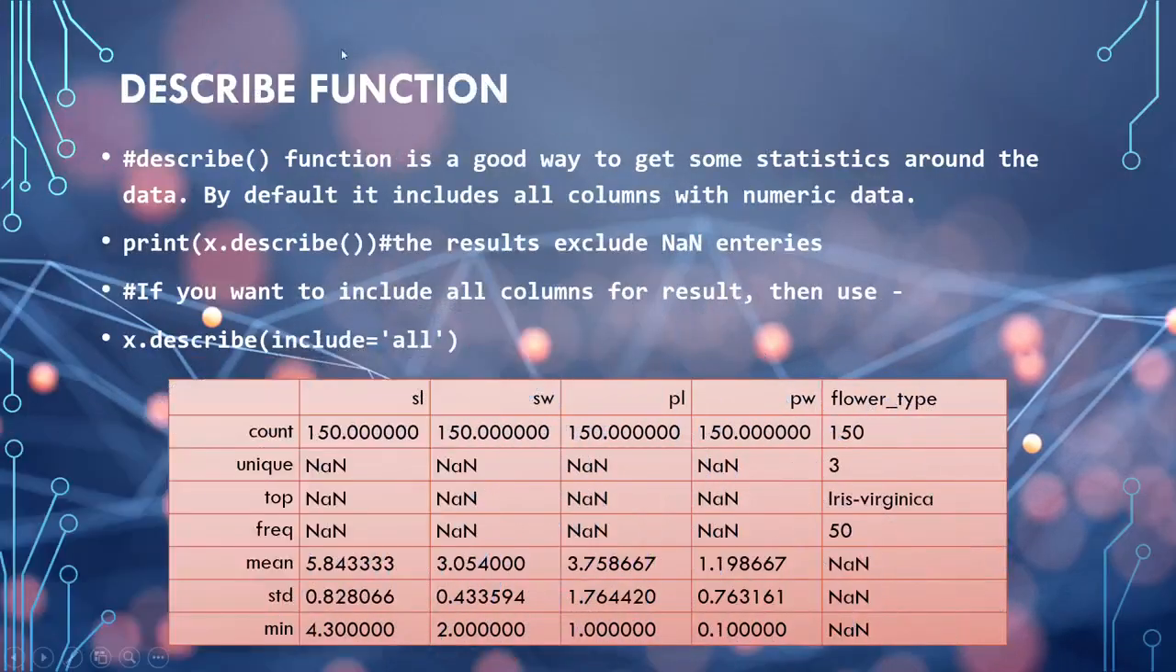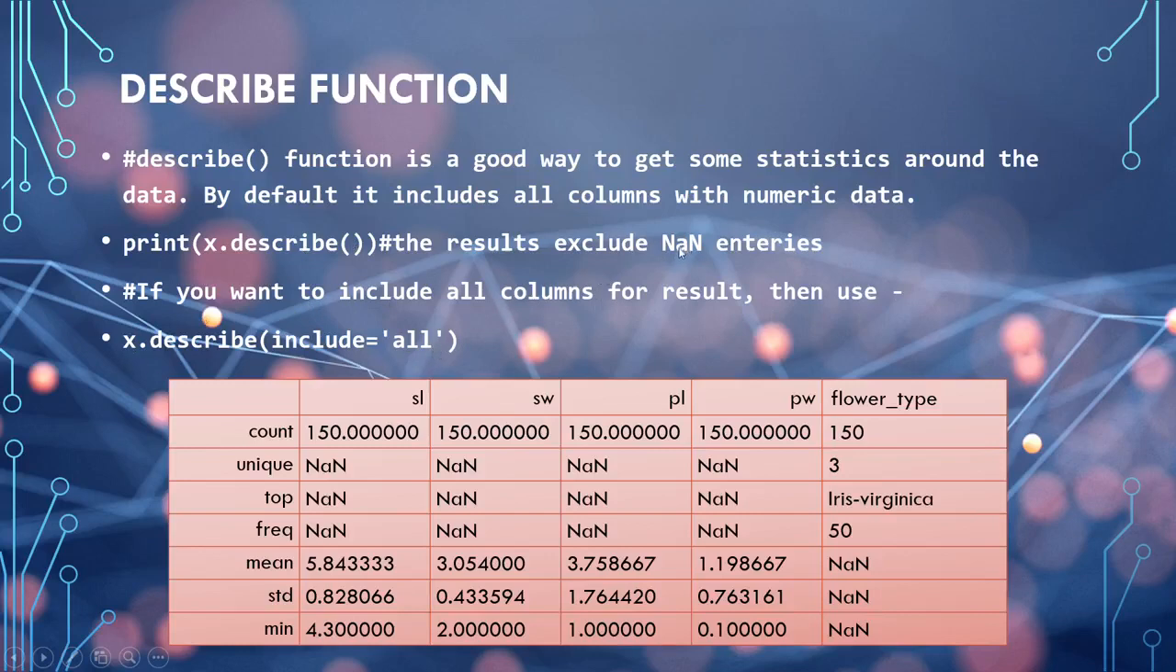Now there is also a describe function, which is a good way to get some statistics around the data. By default it includes all the columns with numeric data. So print x dot describe; the result excludes the NaN entries. If we want to include all the columns for the result, then we will use x dot describe include equals all. So what are NaN entries?